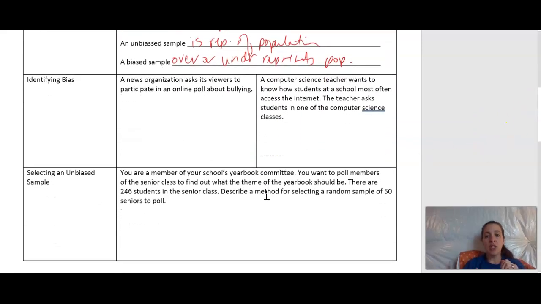So now you're gonna spend some time identifying bias. Okay. So this first one, a news organization asks its viewers to participate in an online poll about bullying. So when you're being asked to participate, that's really going to be our self-selected sample. So you got to think about when people self-select to do these things. Either they've had a really super awesome experience or they've had a really super awful experience. Okay, so that can lead to some bias in our questioning or in the responses that we get, because it's not representative of everybody. It's kind of representative of those two things.